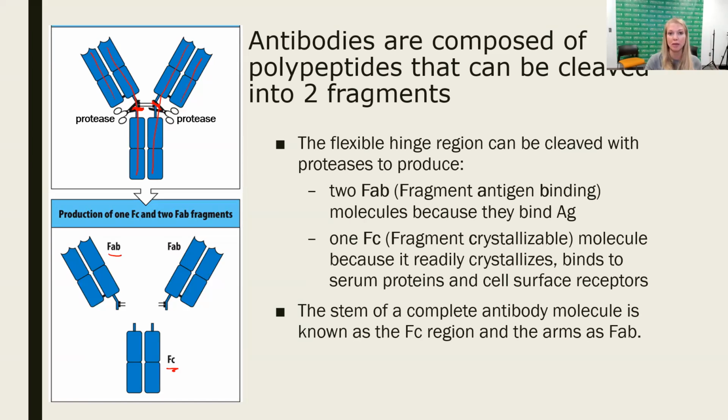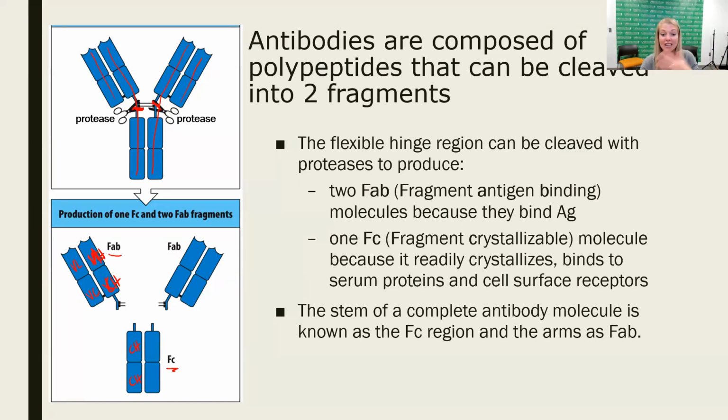FAB region is going to be created out of the heavy and light chains, both the variable and constant, because we do have the variable light and we have the constant light, right? But then we have the heavy, variable heavy, and constant heavy, there we go. Sorry about that.